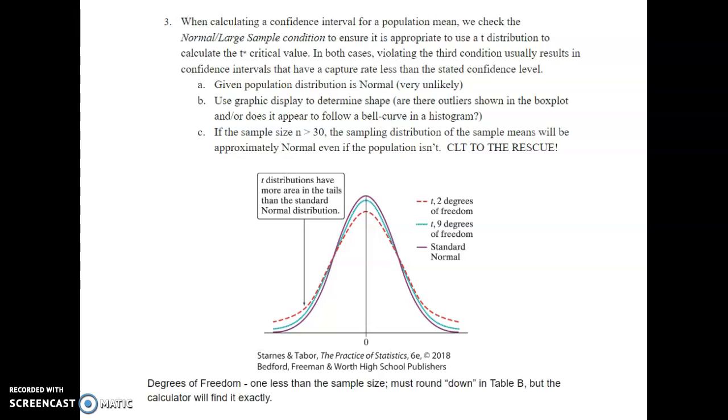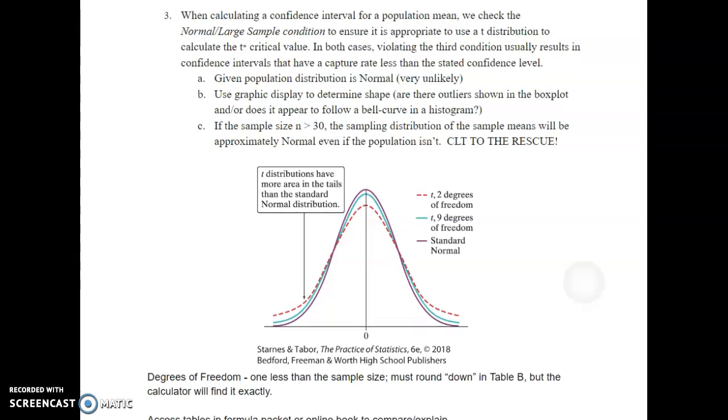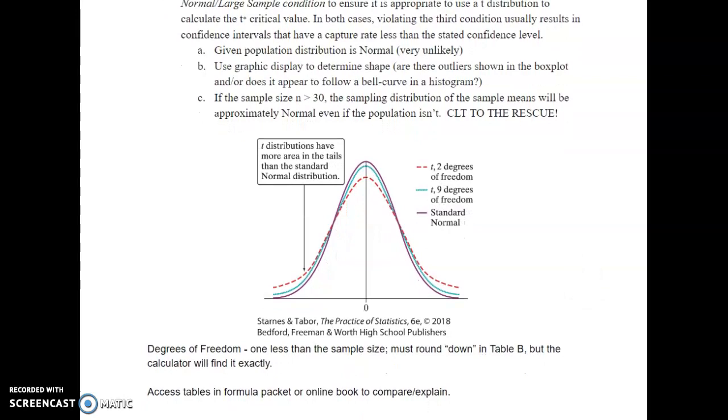It sounds kind of awkward, but we have to do something called a more conservative approach. And so I say rounding down, it's physically up the table, but we're going to take the degrees of freedom and round to a lower number. Or if we embrace what the calculator can do for us, it will find it exactly instead. And so the tables are in your formula packet and also in the online book.